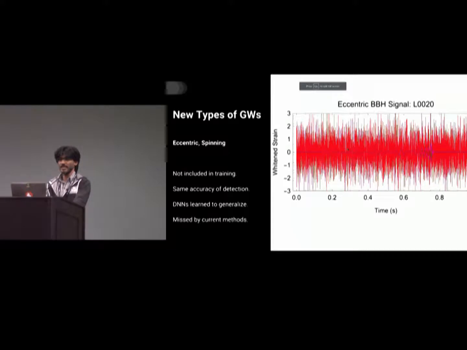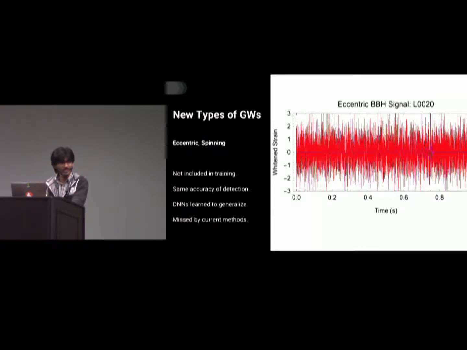And then finally, we tried testing the network on signals that it was not trained with. So we trained with black holes without spins and on quasi-circular orbits, and now here is an eccentric black hole signal, which occurs from elliptical orbits. And here we can see that the network was able to detect these kinds of signals with the same accuracy as our original training type of signals.